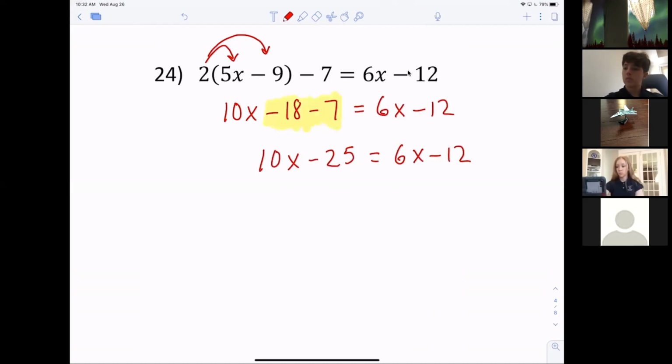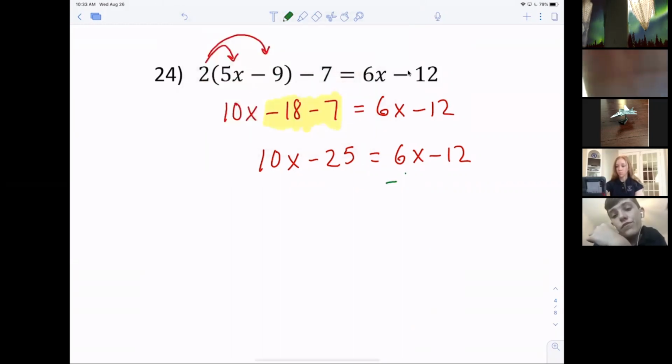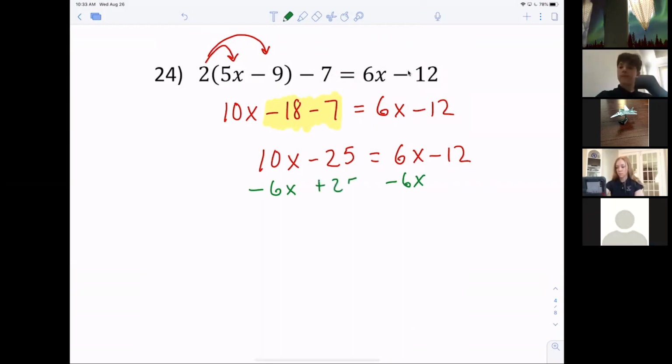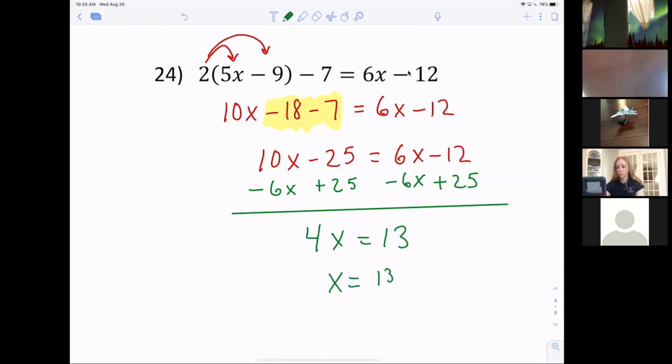Now here's the new part for today. Variables to the left, numbers to the right. So here I'm going to again demonstrate minus 6x, minus 6x. How do I get rid of -25? Add 25, add 25. So now you just have 4x equals 13. Now what do I have to do? Divide by 4. So x equals 13 over 4. Okay.